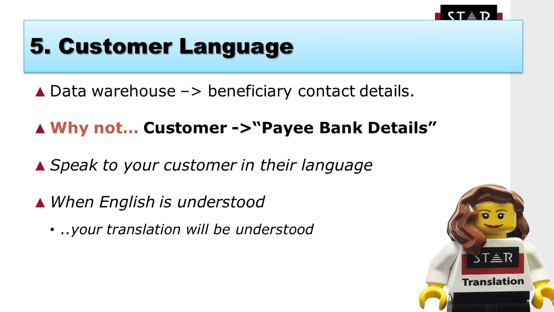Because the key thing for me is, one, we had to translate it, but as a customer, I was reading it in English. How was I supposed to use your product? So I had difficulty with the English product. And if I had difficulty with the English product, I can guarantee you that the people I translated the system for were going to have problems with the translation. So you need to speak to your customer in their language. When your English is understood, the translation will also be understood.